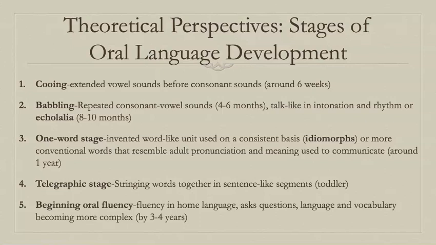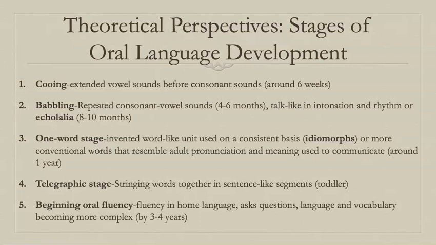So the invented is sort of like a word-like unit that the child is giving to a particular object. Around 1 year, more conventional words that resemble adult-like pronunciation and meaning are used to communicate, and that's when they start saying "wah-wah" for water, or are able to pronounce the full word of water for the object of water, and so on. The fourth stage is the telegraphic stage.